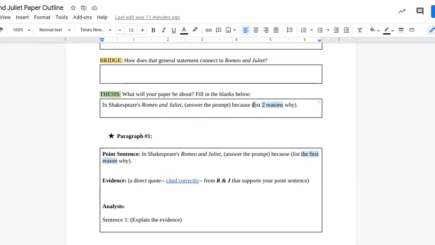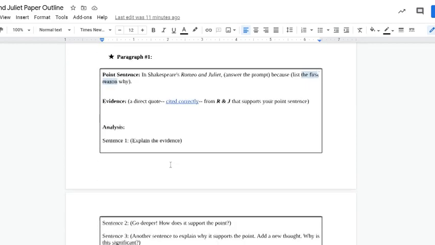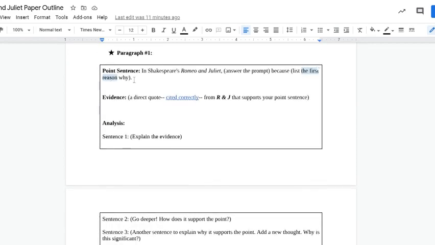Specifically, take a look at your 2 reasons why you think Romeo and Juliet are or are not mature enough to make their own decisions. All right, so here's the point sentence. And you guys know what a point sentence is. And since we've just written a thesis, I'm going to show you how to connect those 2 things.